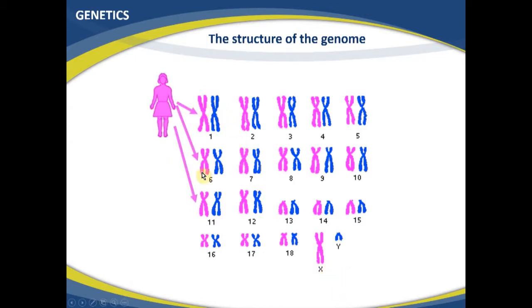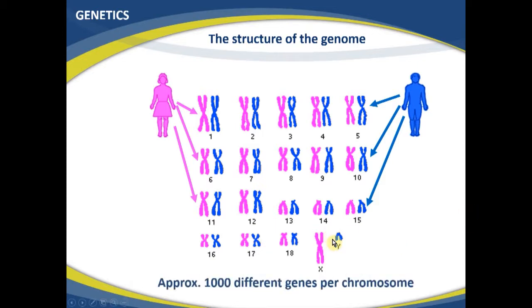Now, I've colored them pink and blue because the pink ones are all from mom, and the blue ones are from your father. So that is why we have 2 copies of every chromosome. You get one from your father, one from your mother, and that is why you kind of have your mother's eyes and your father's smile. So really they're shuffling their genes to create a new combination, which then is you. As I said, 1,000 different genes per chromosome.